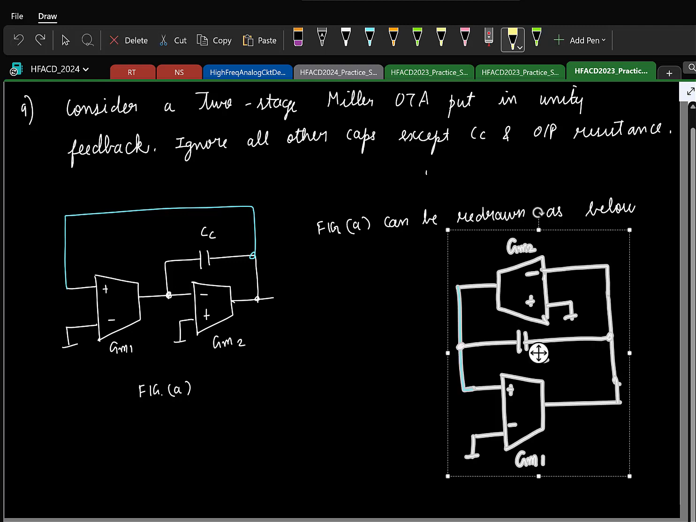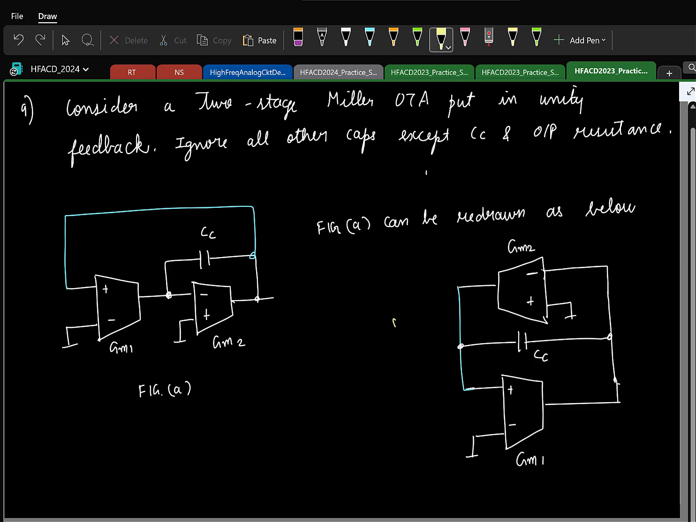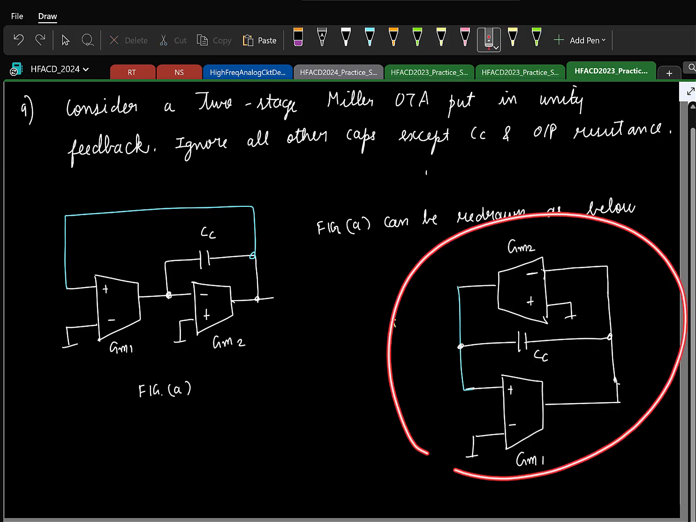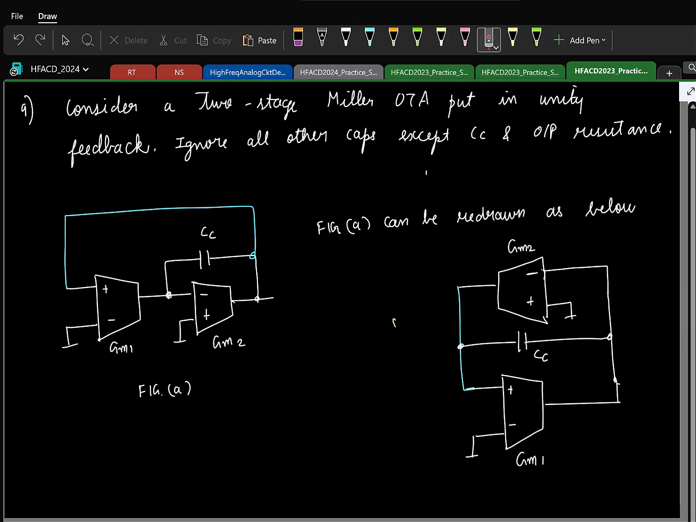Here the idea is a two-stage Miller OTA. I'm putting in unity feedback. I basically redrew the same circuit like this, where from CC I've connected to the plus sign of GM1, and then that goes to the second stage, and the output of the second stage is where you have CC.